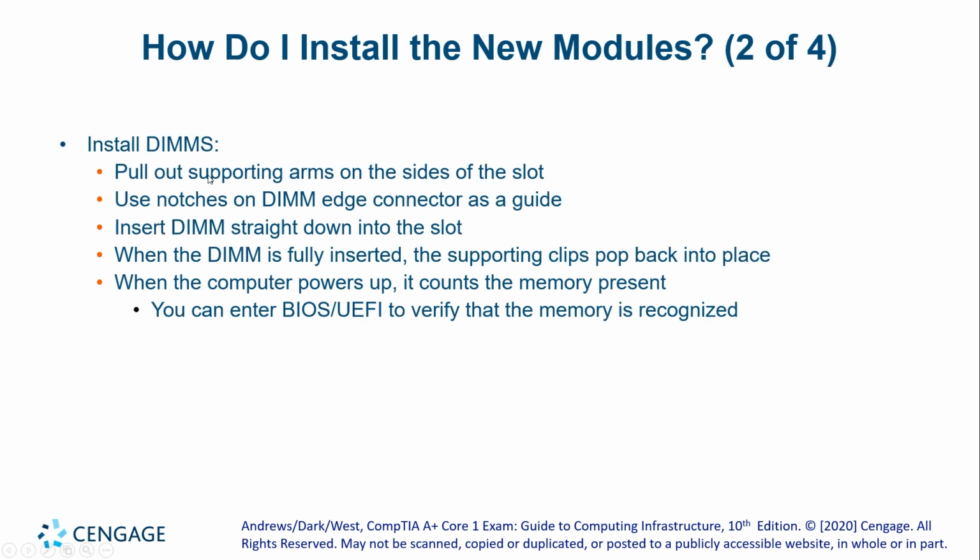Pull out the supporting arms. Those are the little clips that clip into the sides. Use notches to guide your way in. Insert the DIMM straight down. Don't come in at an angle, unless you're doing a laptop, then you're going to have to come in at an angle.